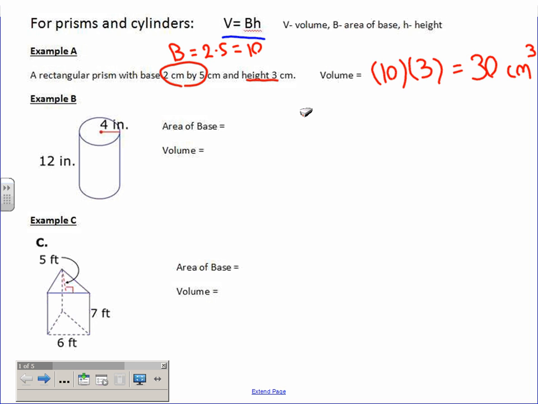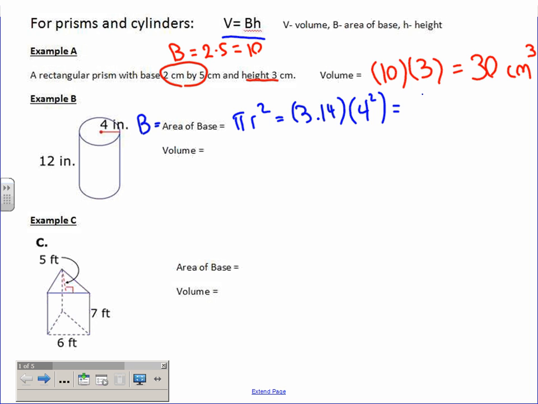Example B, we have a cylinder. So to find the area of the base, big B, in the formula V equals capital B times H, we need to think about what type of shape we have as our base. That's a circle, so we need to do pi r squared. Now pi is 3.14. Our radius here is 4, so we need to do 3.14 times 4 squared.